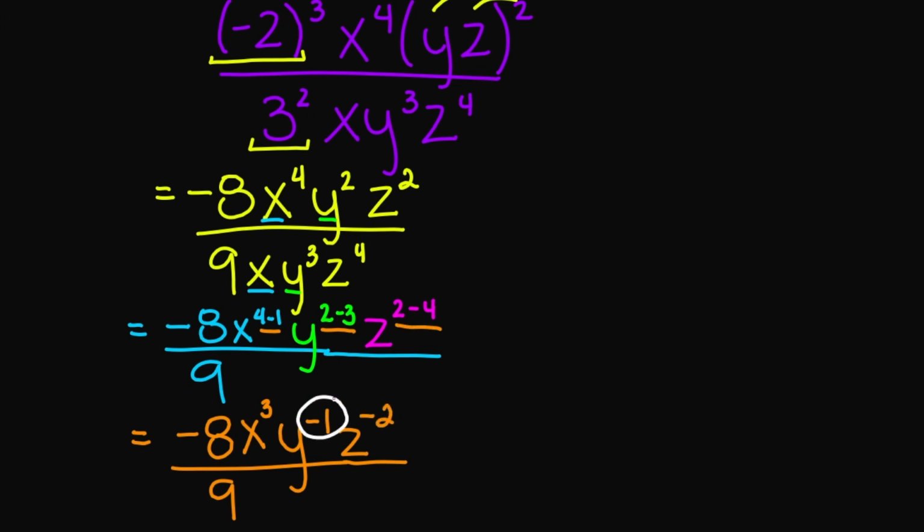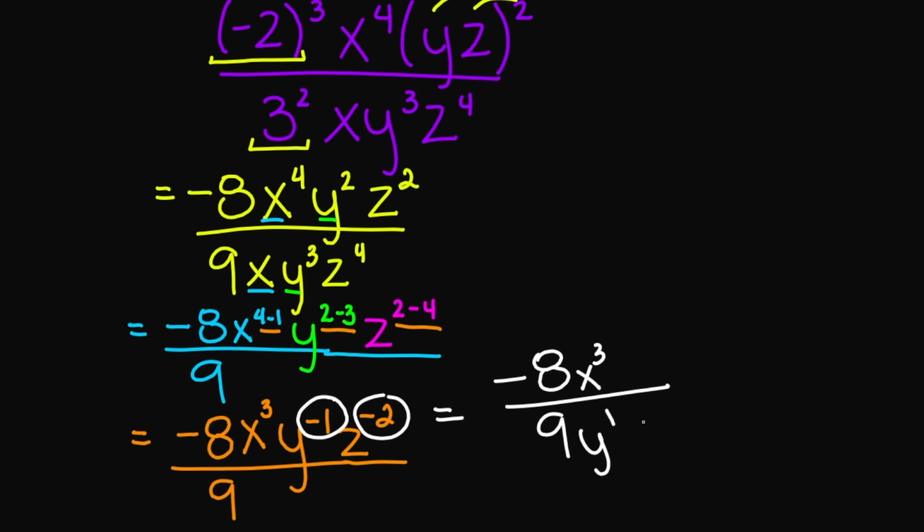Now I have negative exponents, so I'm going to bring those down to my denominator to make them positive. So we're going to get negative 8 over 9x cubed, y to the 1st power, and then z to the 2nd power. And the only thing I do need to simplify is this y to the 1st power here. So you're going to get negative 8x cubed over 9yz squared. And this is your final answer.